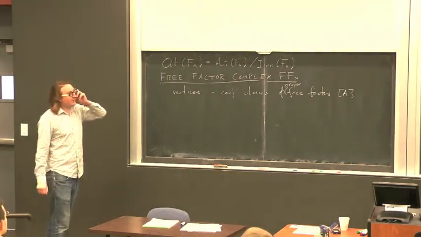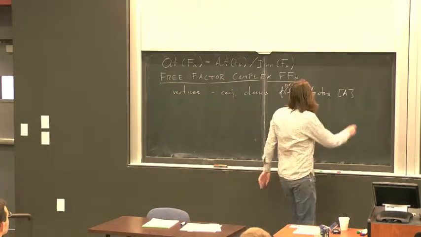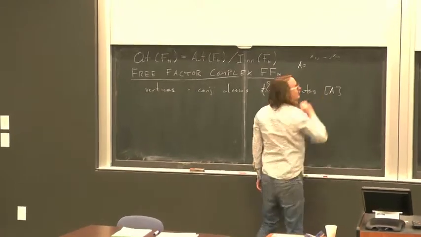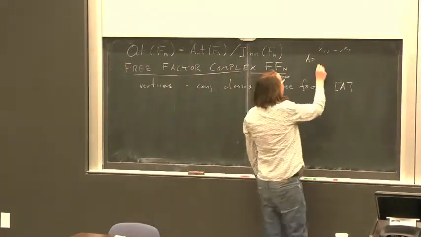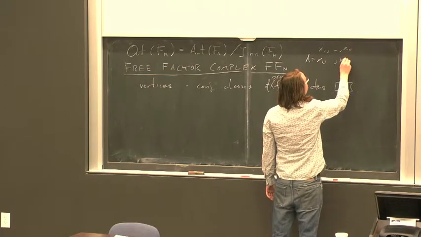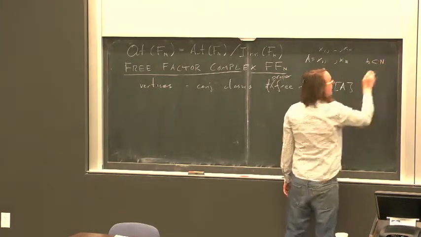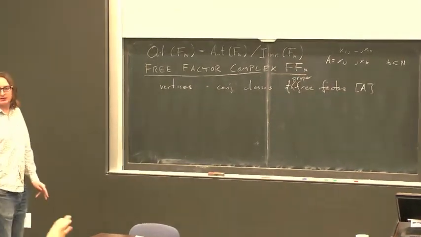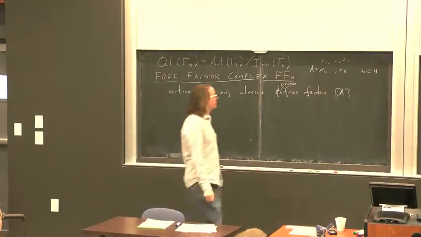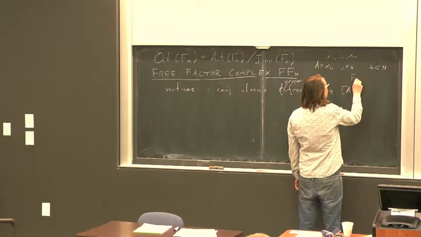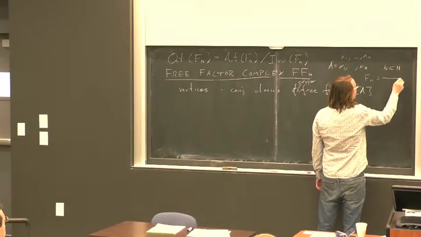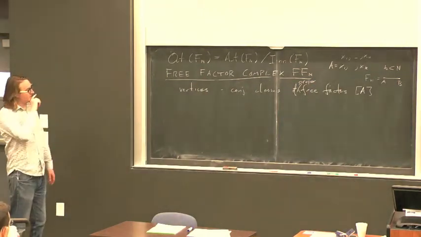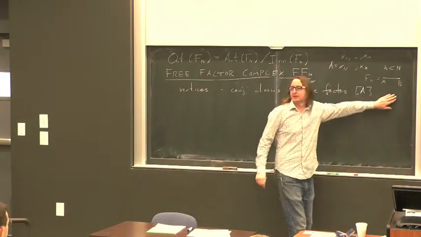No. By free factor, I mean that there is some basis of the free group, x1 to xn, and A is equal to just x1 to xk for some k less than n. So that's what we mean by free factor. Equivalently, the free group is A star B. So equivalently, there is some decomposition of the free group, some graph of groups.